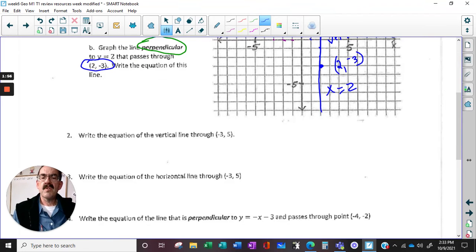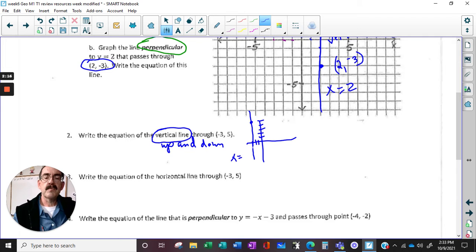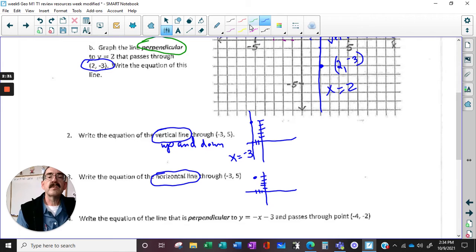Write an equation for a vertical line through -3, +5. Vertical, that's up and down, right? Straight up and down. X equals -3. Okay? Write an equation for a horizontal line. 1, 2, 3, 1, 2, 3, 4, 5. Horizontal. Y equals 5. Okay?